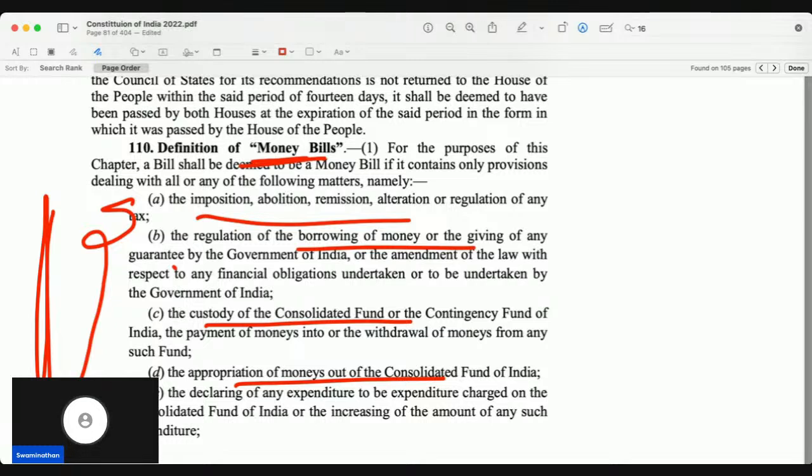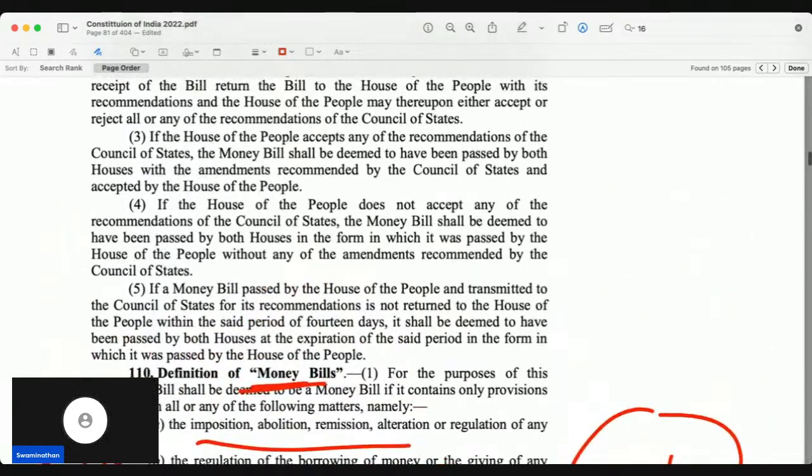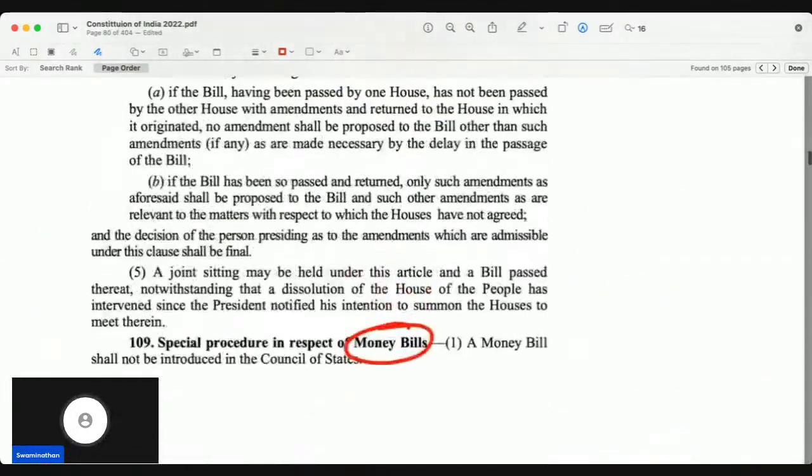If a bill mentions items 1 and 2 from Article 110 and it contains certain other things, that will not be called a money bill. So money bill means anything which is purely under the scope of Article 110. So what is the process which is followed in the case of money bills?